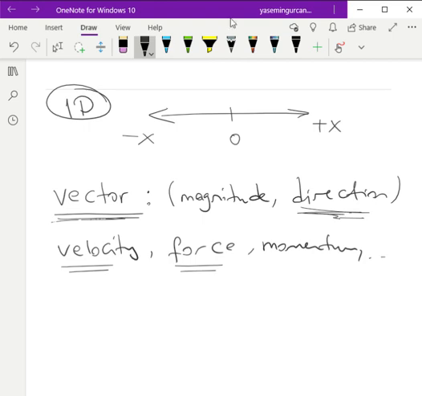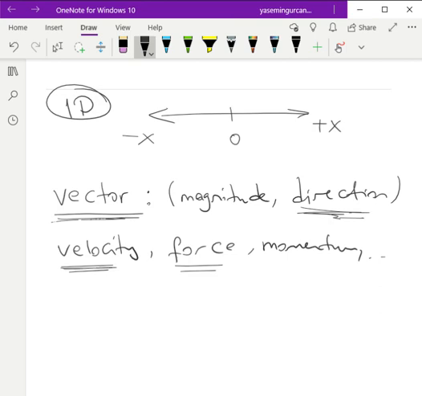When you apply a force in a certain direction, you need to give both pieces of information. What is the force you're applying? Is it 10 Newtons or 100 Newtons? And in what direction are you applying it? Toward the right, left, up, or down? So the directional sense in force is very easy to see, and the same thing goes for velocity.